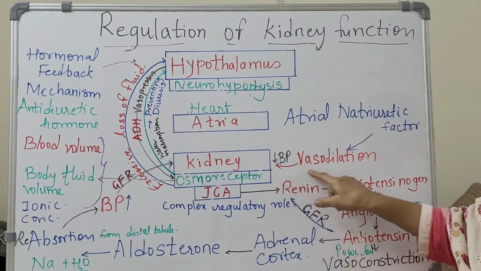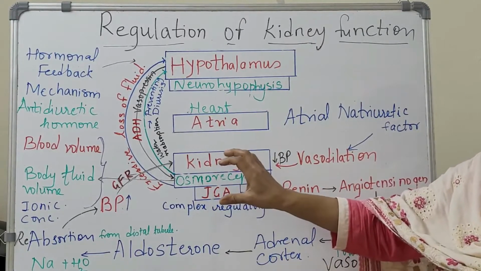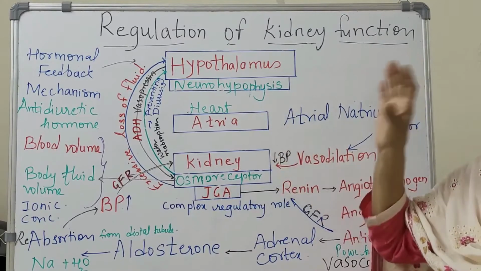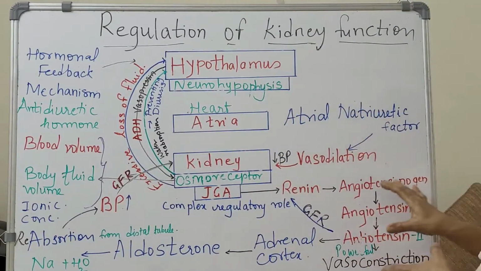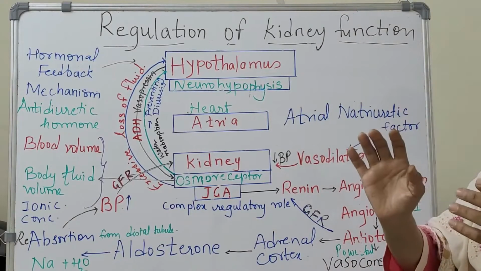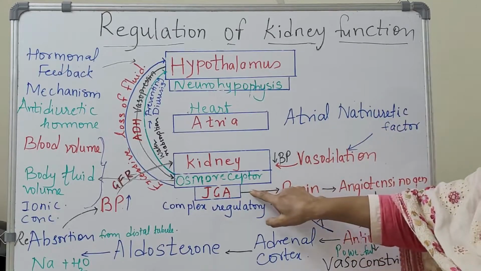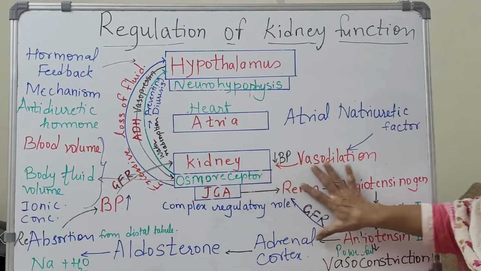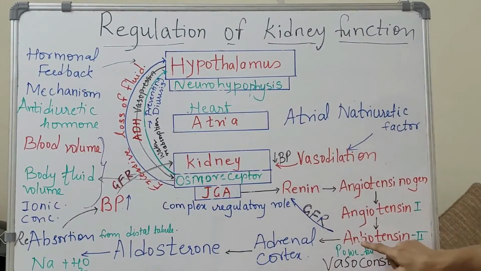So this is the JGA apparatus. Now this is the JGA complex, which helps to regulate the function of the glomerulus, regulates the blood pressure of the glomerulus. So this renin leads to the constriction of the glomerulus. So this part, this is one part, this is another part.